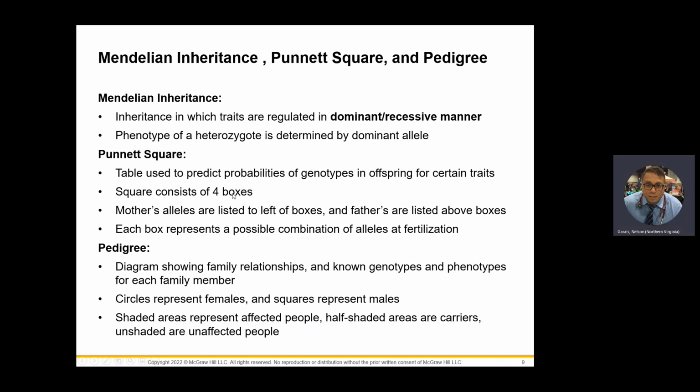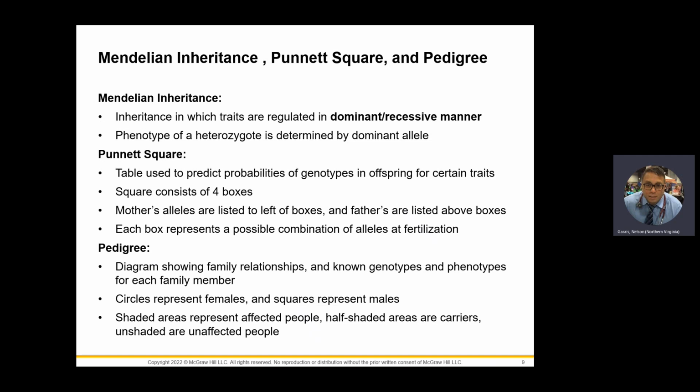Now, all of this is based on Mendelian inheritance and the concept of dominant and recessive genotypes, which then show dominant and recessive phenotypes. We will go over several examples of the Punnett square, and that's the table with the 4 boxes. It has mommy's alleles to the left and daddy's alleles on the top.